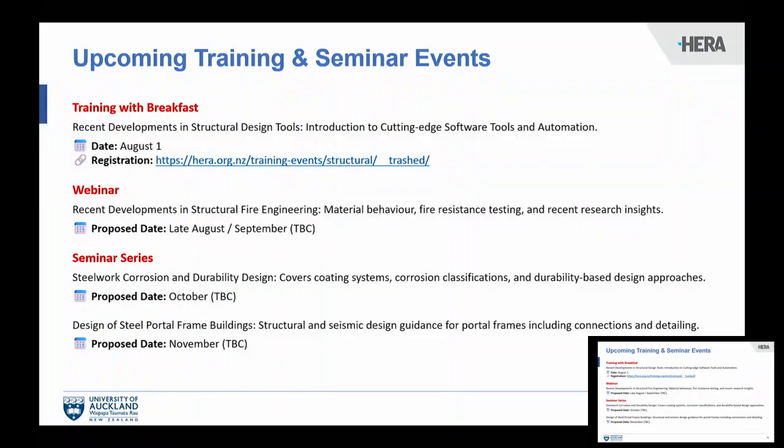And also, we are running a couple of training and webinar sessions. The most recent one is the training designed for the introduction of our recent software, and will be on Friday. It's more networking, and we would like to know other engineers' perspectives about our projects and what their demands are. We will host a webinar in late August or September on fire design. Also, we have a seminar series on corrosion and also steel portal frames.